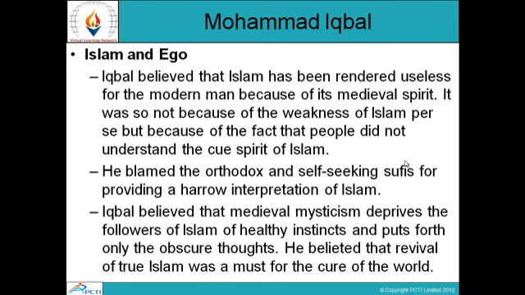He blamed the orthodox and self-seeking Sufis for providing a narrow interpretation of Islam. The interpretation of Islam was not progressive in nature. He blamed them.